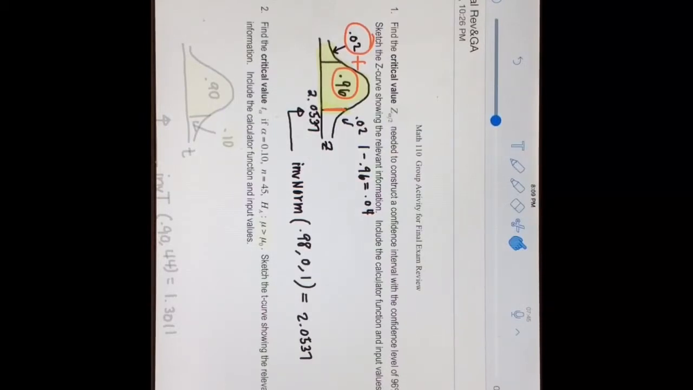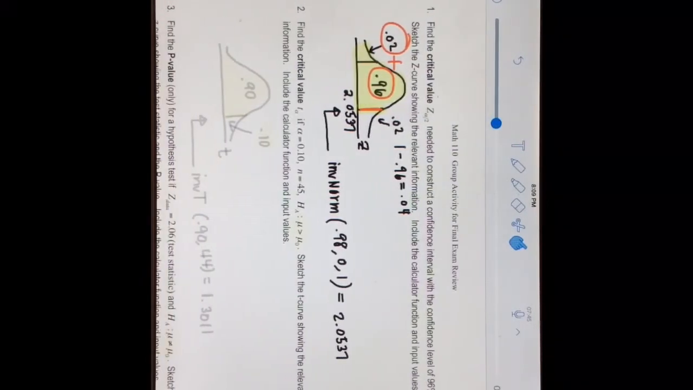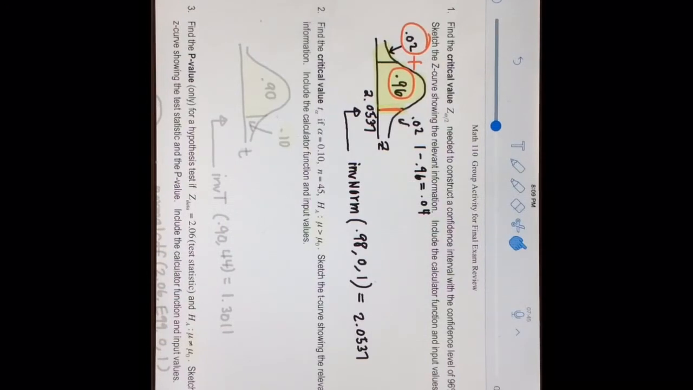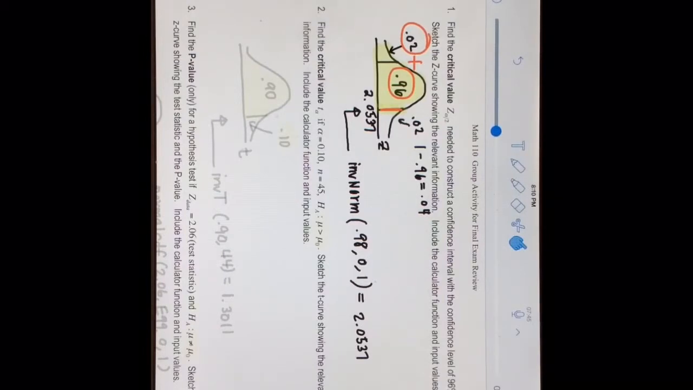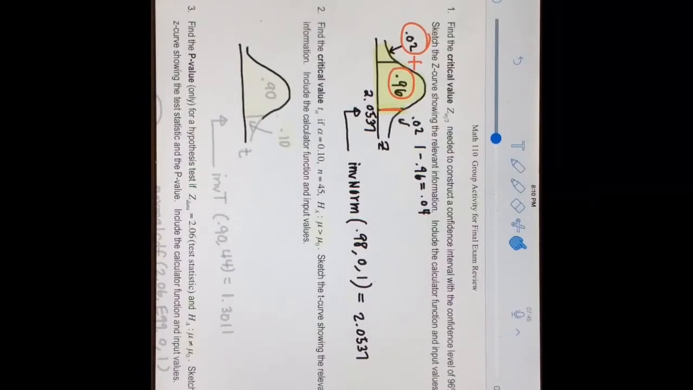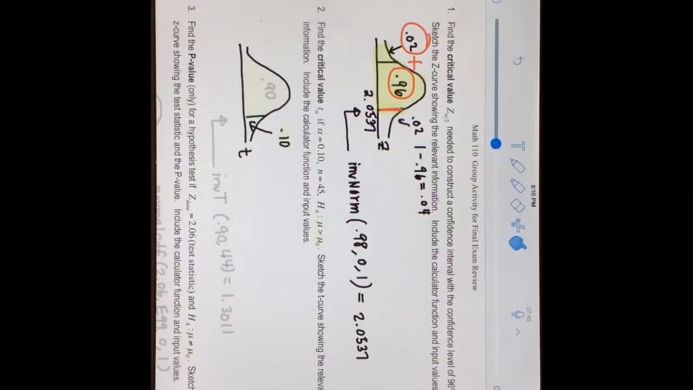Find the critical value of t sub alpha if alpha is 0.10 and n is equal to 45, and the alternative hypothesis states that the population mean mu is greater than a particular value mu naught. We start this problem by graphing the t-curve and locating the alpha in the right tail, since we have a right tail test.